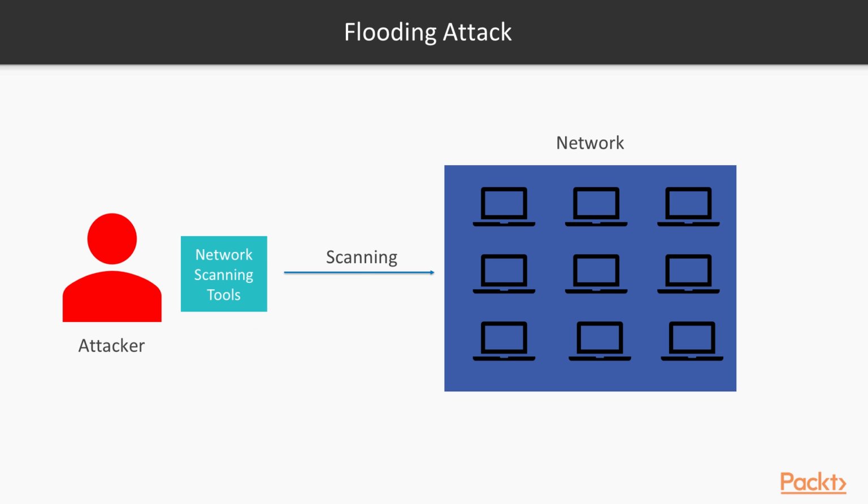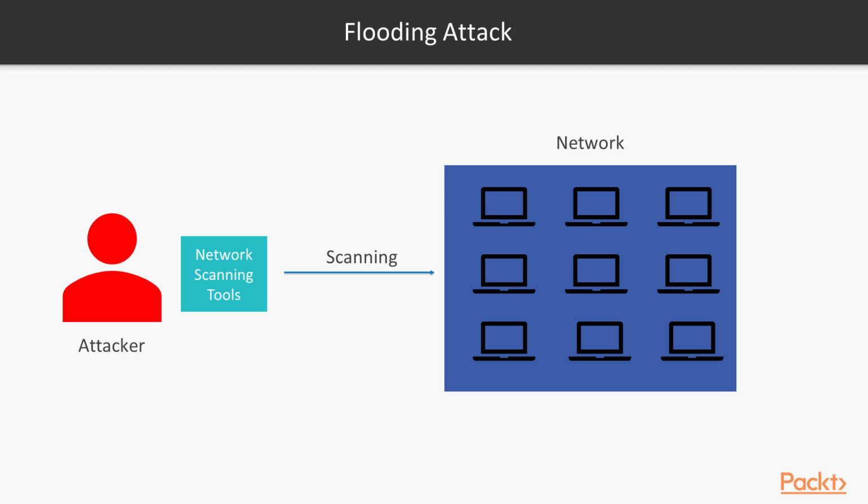Now next is network scanning. Basically network scanning is not a kind of attack. Basically it is a kind of scanning inside your network to find out the weaknesses or vulnerabilities. But for example, if an attacker is trying to use these network scanning tools to gather information about your network, then it is an attack.